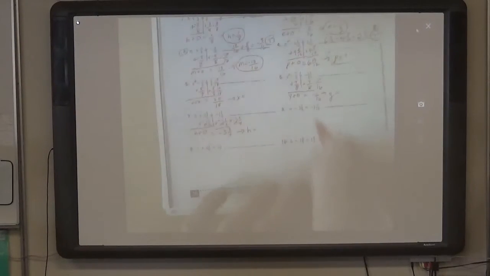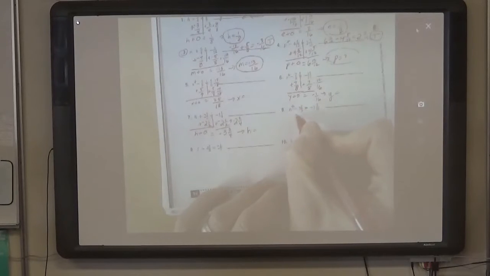And then number 8. I'm going to leave these up here when I'm done, so you can look at them if you need to. But otherwise, at this point, you should be able to pretty much work through these on your own. And just look up here if you need help.